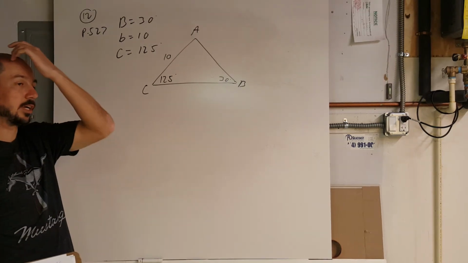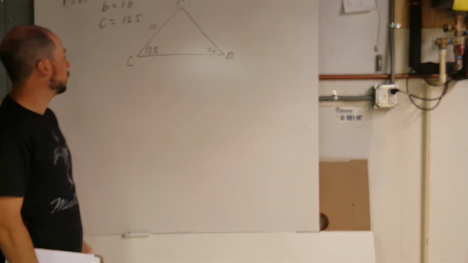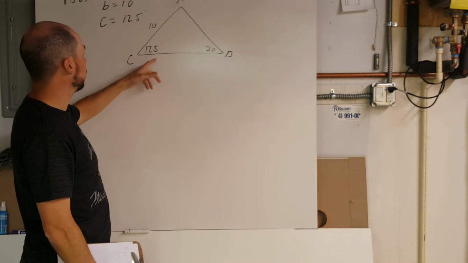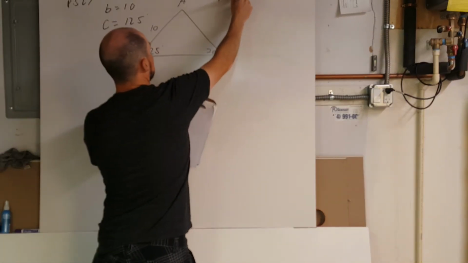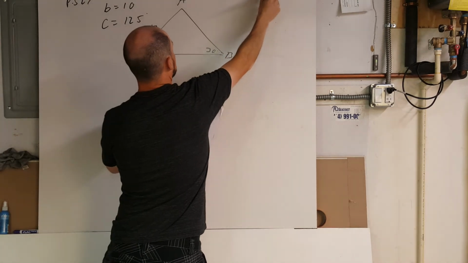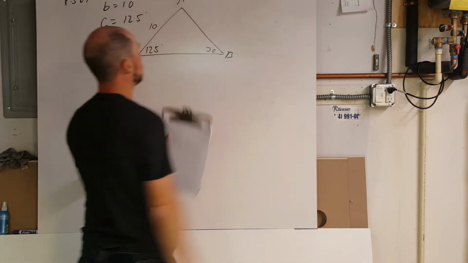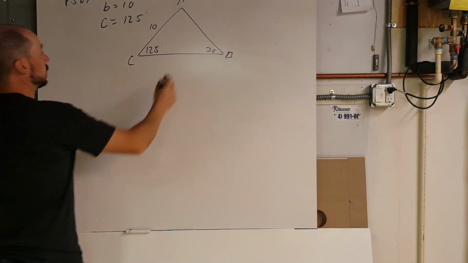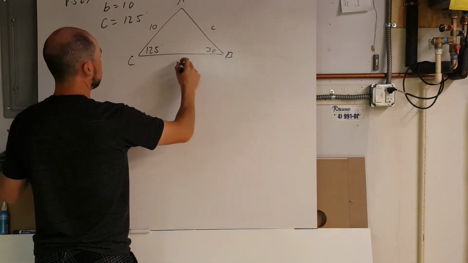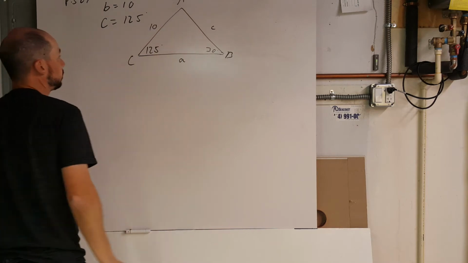So once you plug in the given information, okay, I've got an angle, and then an angle and a side, or a side, angle, angle, right? Angle, angle, side is equal to side, angle, angle. Same thing. So this can be done with law of sines. I need to find side C, side A, and angle A.